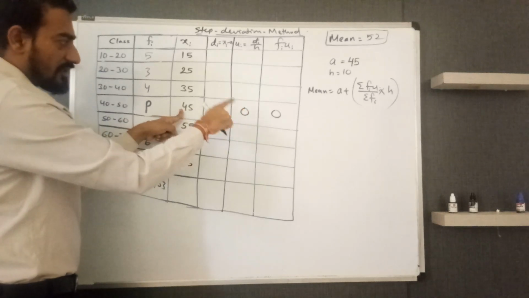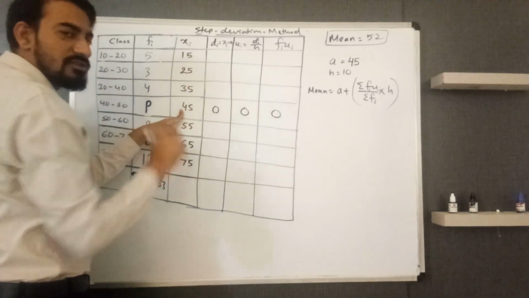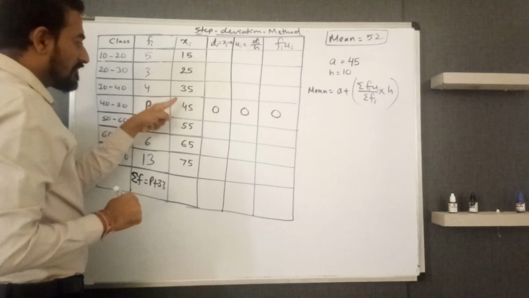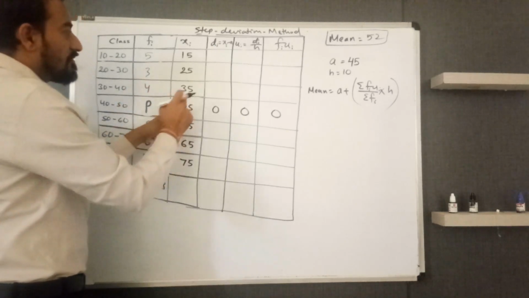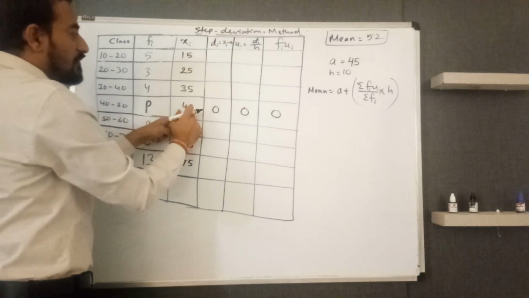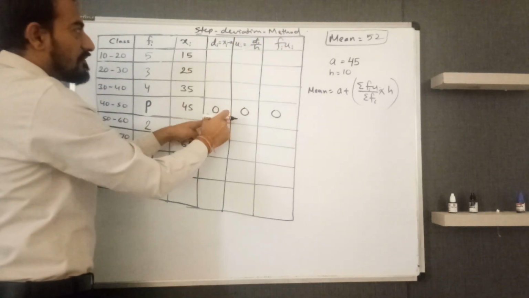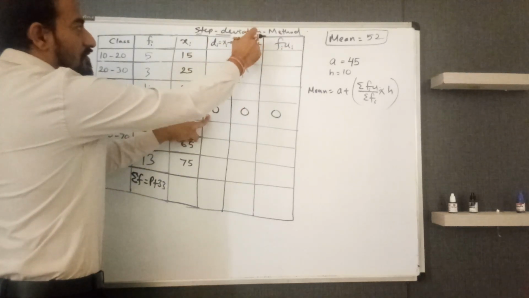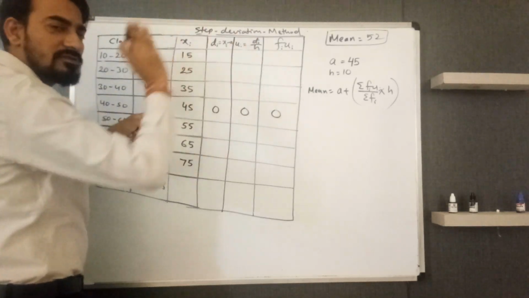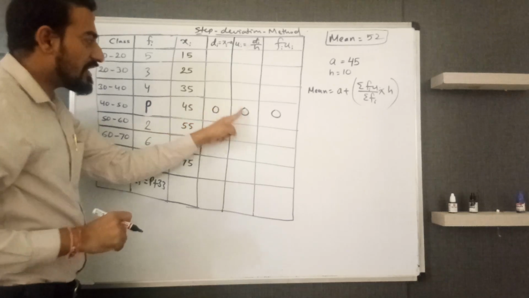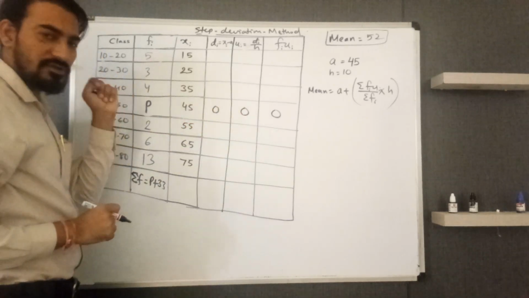Just try to understand. This value will be 0 for assumed mean. Why? Because x minus a means 45 minus 45 is 0. Then 0 by 10 is 0, and p multiplied by 0 is also 0. So these values you can directly write as 0, 0, 0.